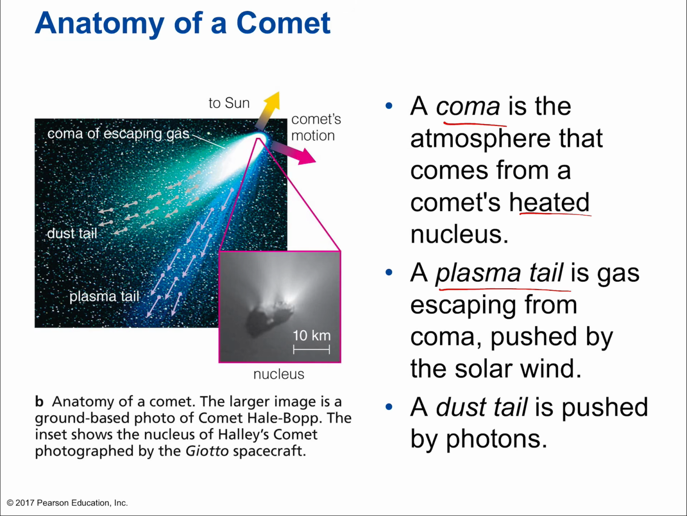We have a plasma tail, which is gas escaping from the coma, that atmosphere, right? There's of course an atmosphere on a very small scale, because comets are nowhere near the size of planets. But a plasma tail is gas escaping from the coma, pushed by the solar wind, okay? A dust tail, on the other hand, is pushed by photons. Okay, so there's a bit to unpack there, right? But there are two tails. Notice here. Well, it turns out there's a third tail. I'll mention that as well. But here's the dust tail and the plasma tail. So we're talking about these two tails first before we talk about that mysterious third tail, because these are the ones you actually will see when you look at a comet, right?